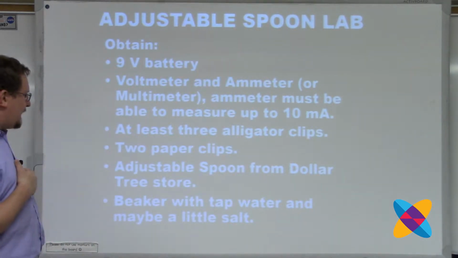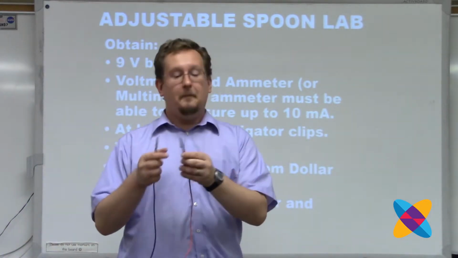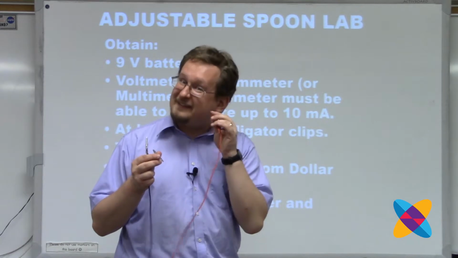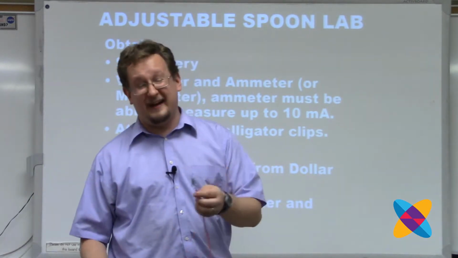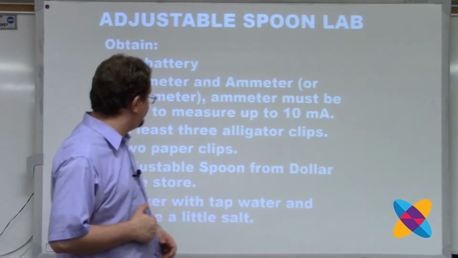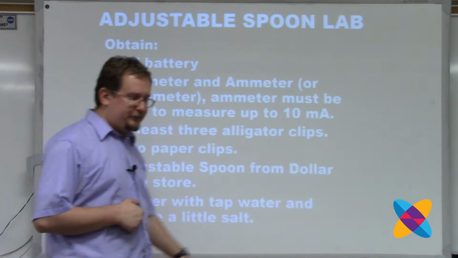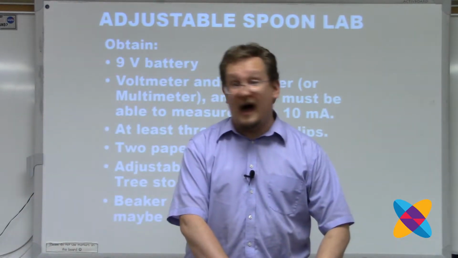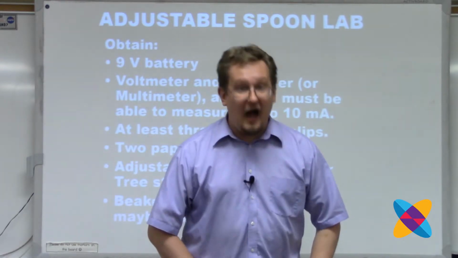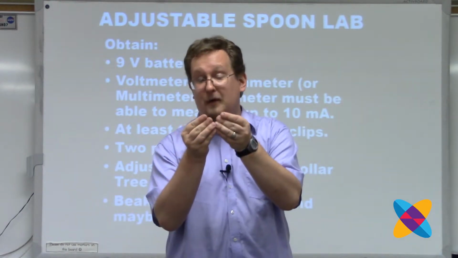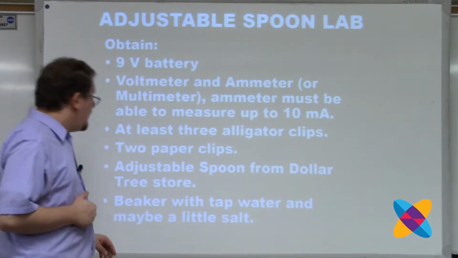At least 3 alligator clips. My multimeter has the alligator clips on them, but if you've got little sticky, stabby leads on your multimeter, then you're going to need to get something that can attach to them. So that counts as 2 of my alligator clips. 2 paper clips, they cannot be coated. Obviously, they need to be bare metal so that you can make electrical contact. I don't know if the camera can see this. You'll see in a moment, these are T-shaped pins that you stick into a bulletin board.